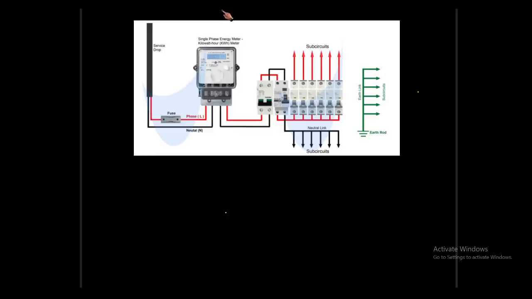Let us see another diagram I have taken here for explanation clarity. We have the neutral wire, fuse, and the meter board, then it is connected to the MCB like this, and distributed to the sub circuits. Normally we will see this in our home.